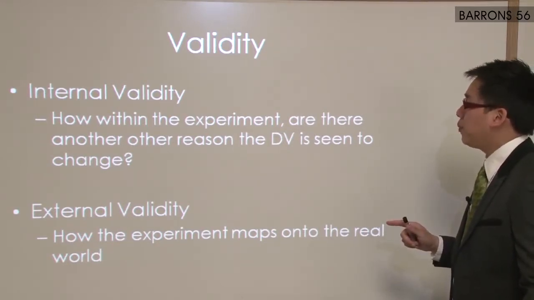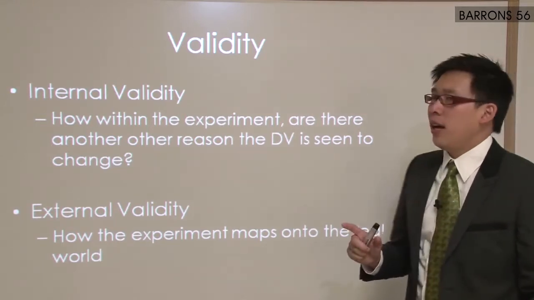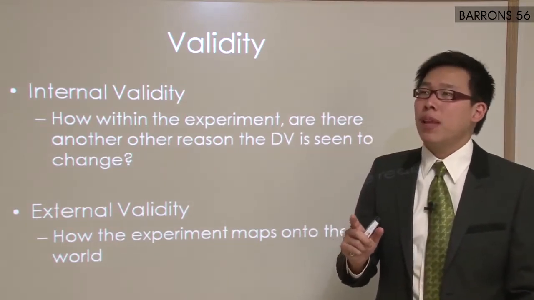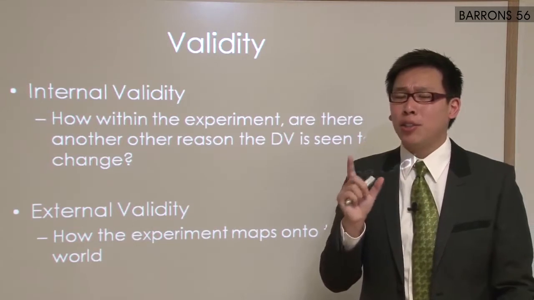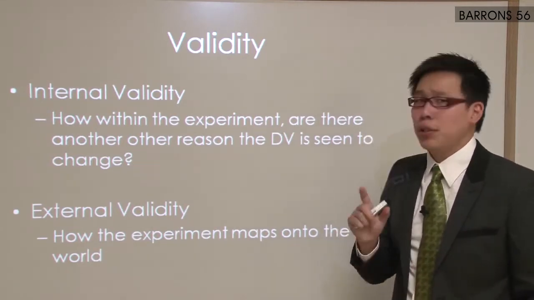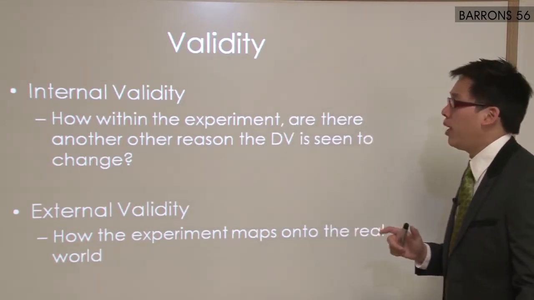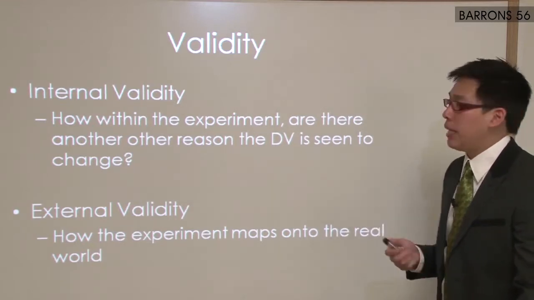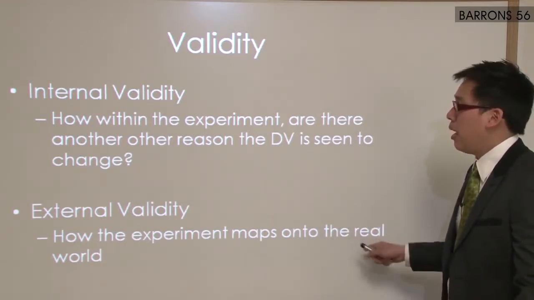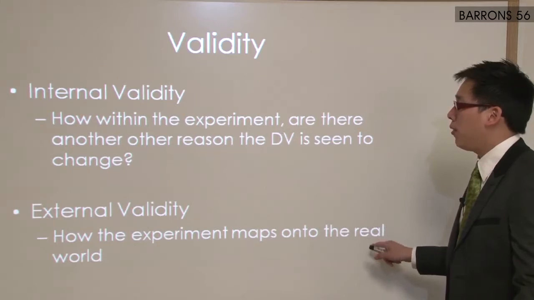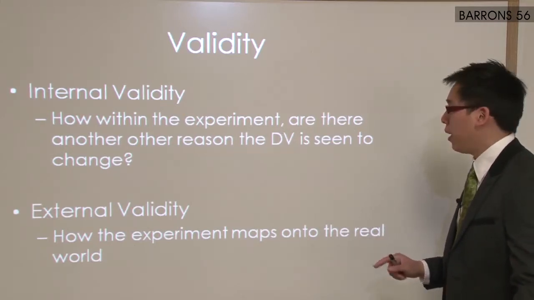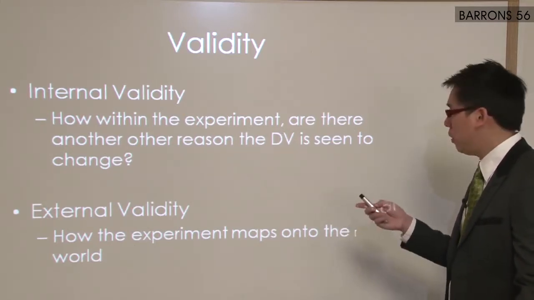is seen to change. So that is the idea: how good, how internally strong is the idea that your experiment was well run and that there are no outside variables that cause these factors. External validity is the idea of how well your experiment maps onto real world experience. I'll talk about these two separately.